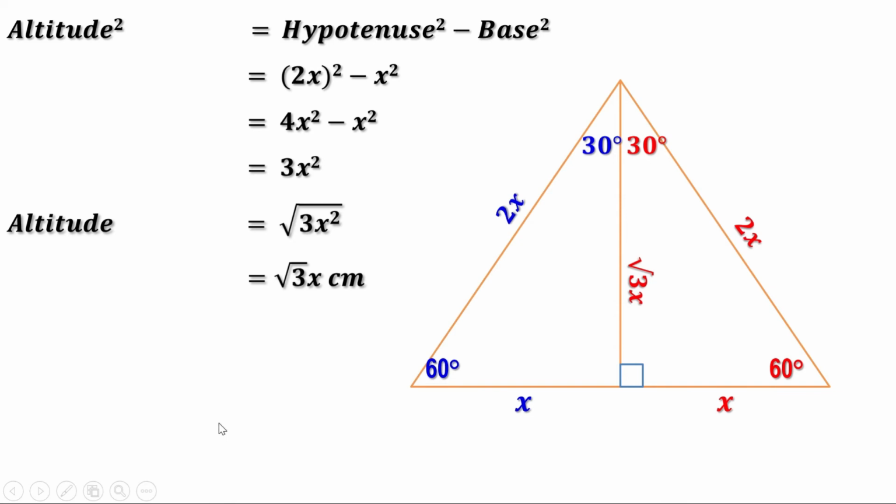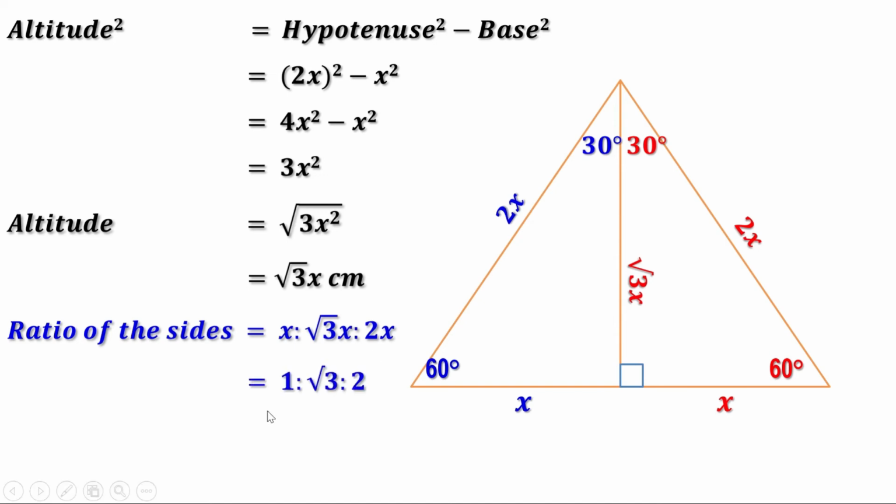Now let us find the ratio of the sides. x is to root 3x is to 2x. Each term can be divided by x. When x is divided by x, we get 1. When root 3x is divided by x, we get root 3. When 2x is divided by x, we get 2. So this can be simplified as 1 is to root 3 is to 2. That means the ratio of the sides of the triangle with angles 30 degree, 60 degree, 90 degree is 1 is to root 3 is to 2.